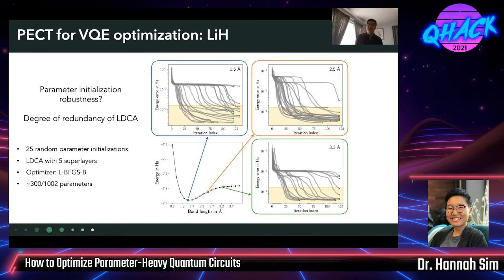And so what this shows is that PECT shows robustness against parameter initialization for circuits like LDCA, but another way of viewing this analysis is that this reveals the degree of redundancy of circuits like LDCA, where, for example, if you were to look at the compositions of the parameter subsets of these successful runs, the subsets all differ from one another, which means that there are many ways that you can tune LDCA in order to get a good solution candidate.